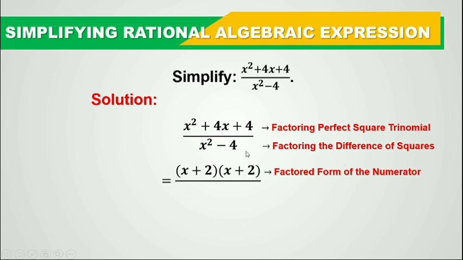Ang expression na ito ay isa sa mga expressions na napapabilang sa algebraic expression following the difference of squares. So the factors of x squared minus 4 are x plus 2 times x minus 2. So ito yung factored form of the denominator.